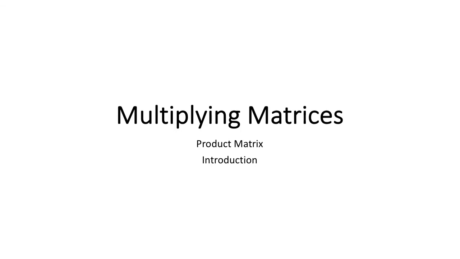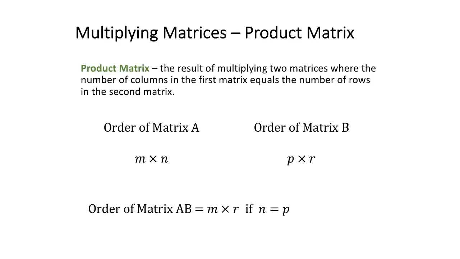This video is an introduction to multiplying matrices by using the product matrix method. So the product matrix method is the result of multiplying two matrices where the number of columns in the first matrix equals the number of rows in the second matrix. So we can only apply this method when that holds.